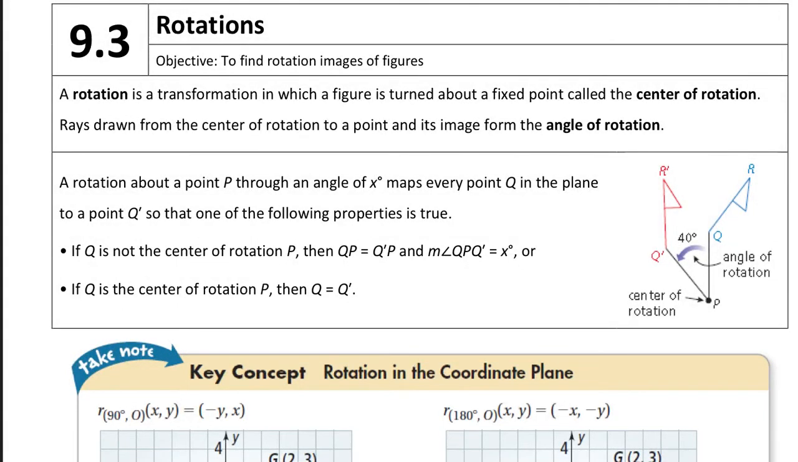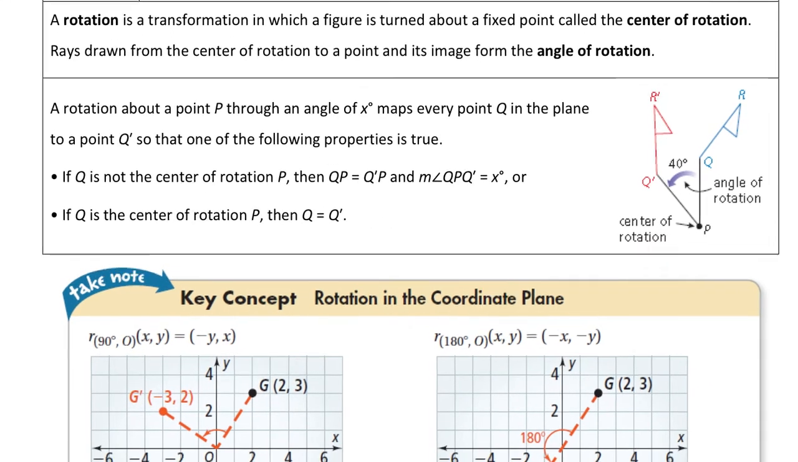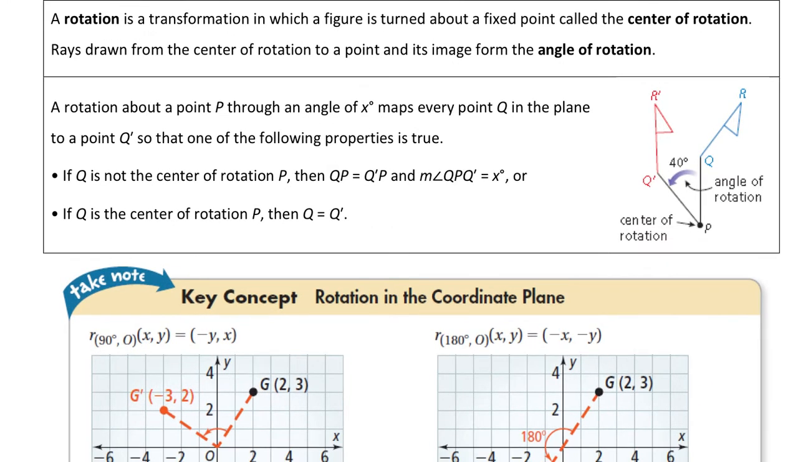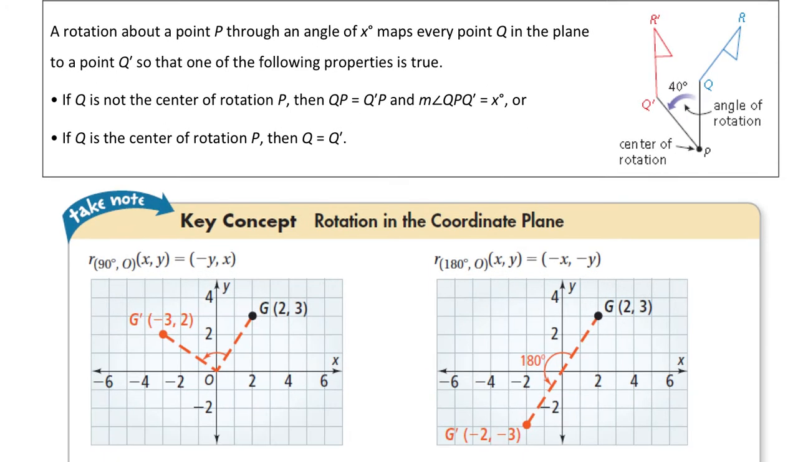All right, so we're on to lesson 9.3, and this one's the tough one, rotations. Because rotations are hard to visualize, the rules are going to be much more important for this lesson. A rotation is a transformation where a figure is turned around a fixed point called the center of rotation. The rays you draw from that center of rotation to the point, and that point's image, form an angle of rotation. We are only going to deal with rotations that are 90 degrees and multiples of 90 degrees.